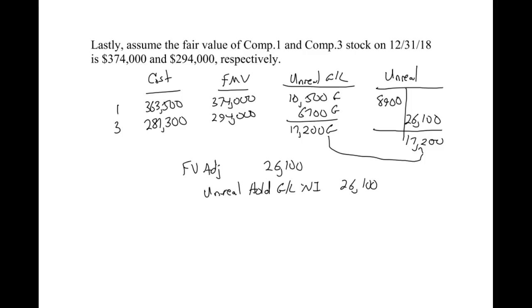All right, so you can see here that the $26,100 is the adjusting entry that goes there. The debit to the fair value adjustment account increases our investments up to their current fair market value because they've both gone up. So that means we should be all good going forward.